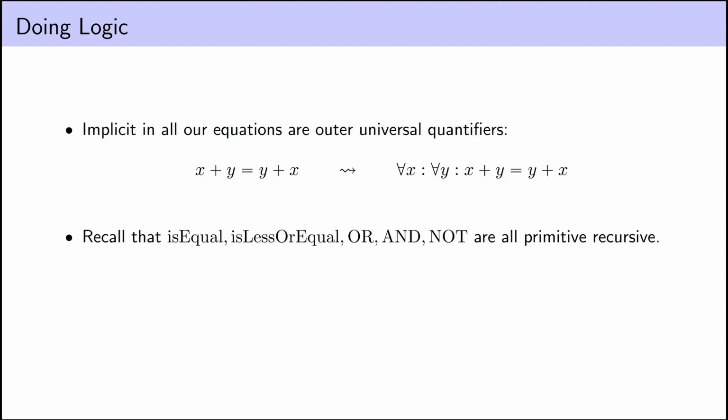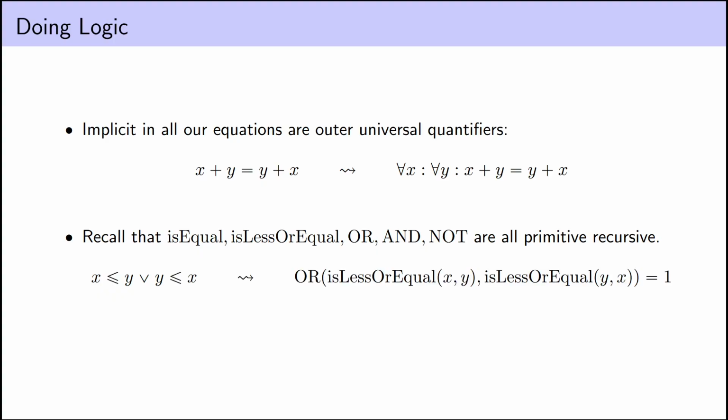We can also express Boolean operations, such as or, and not, acting on our Booleans 0 and 1, and since these are primitive recursive functions, we can use them in our primitive recursive arithmetic. For instance, we can express the universal fact that x is less than or equal to y, or y is less than or equal to x, by taking the Boolean output of isLessOrEqual and feeding it into our or function, and then expressing that the result is identically 1. This gives us an equality of expressions involving primitive recursive functions, and we can prove it in primitive recursive arithmetic.